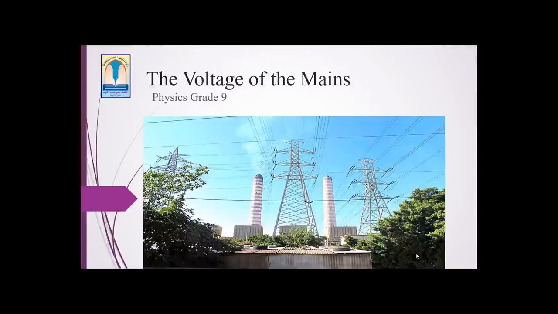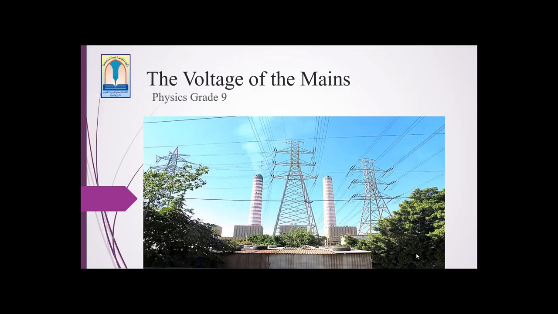I'm going to explain for you a new physics lesson which is the voltage of the mains. In this chapter, we will talk about the electricity provided in Lebanon by the EDL or the National Company of Electricity, the characteristics of this electricity, its dangers, and how we can protect ourselves and our houses from these dangers.